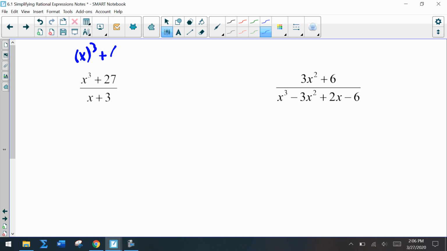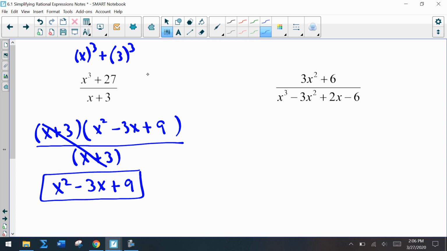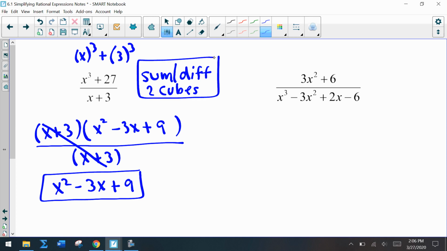Sum of 2 cubes. So we have to remember our factoring. The signs are the same, opposite, always positive. x squared, 3x, 9. And then we have another x plus 3 down there, which reduces. We're going to need to remember our sum and difference of 2 cubes factoring. That's going to be important.